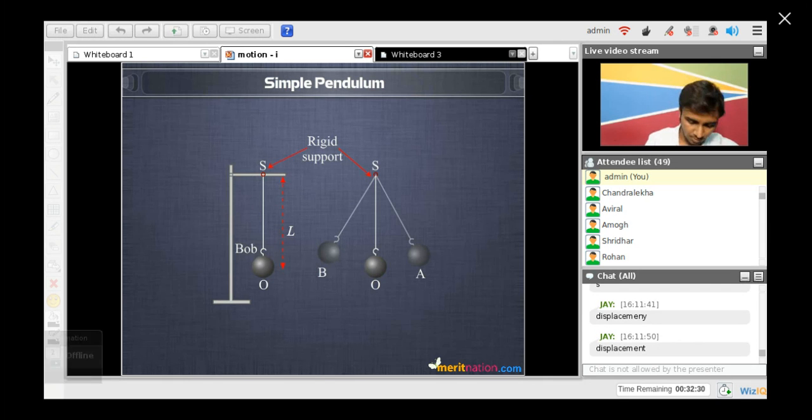So this is the bob. We call it bob. That is not Bob the Builder. It is different. We call it bob.